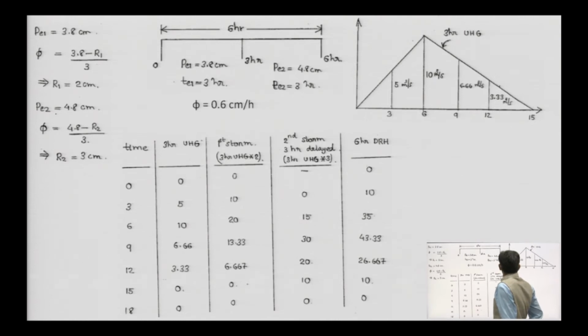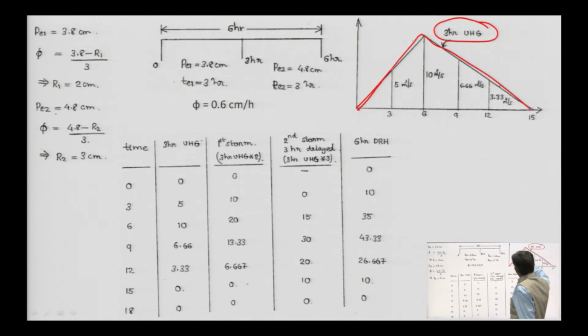In this example, a 3R unit hydrograph is given to us, and its shape is triangular. So it is very easy to calculate the area, and the duration is from t equal to 0 to t equal to 15.